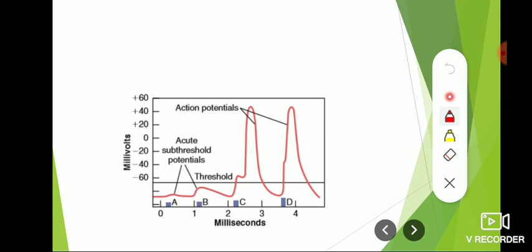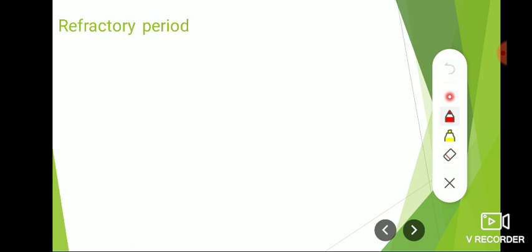Here you can see these are the subthreshold stimuli, where only electrotonic potential is generated, but once the action potential is reached, the height will not increase further like this. So it is called the all or none law of an action potential.